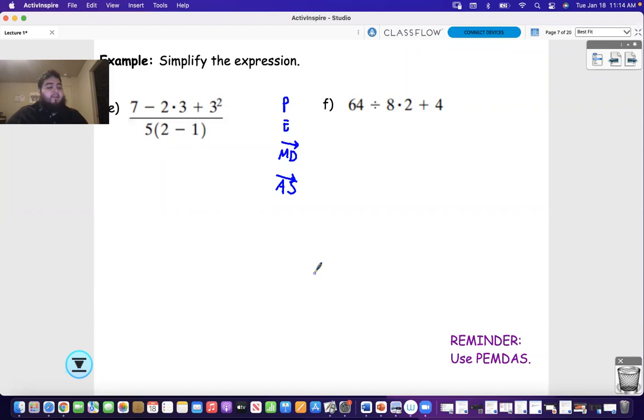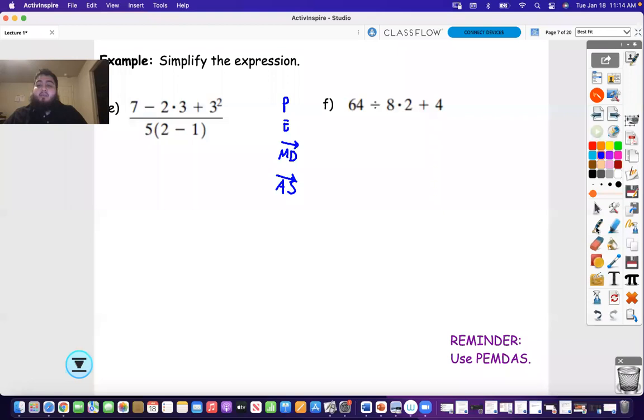All right, now the timer, guys, let's look at example E. E is a fraction expression, so that means there's a top and a bottom. Whenever you get an expression that's a fraction, separate the two. We're going to do PEMDAS to the top and to the bottom separately, and then divide at the end. So let's do the PEMDAS on the top first.